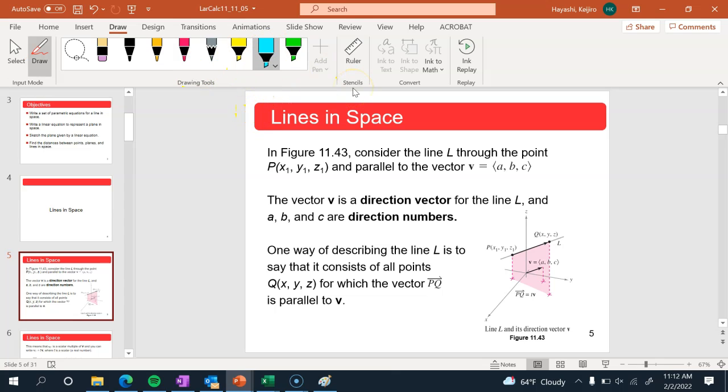Okay, so consider the line L that goes through a particular point, right? And you'll know it's a point because it will be preceded with a P. And it's going in a particular direction. It's not the same as the vector ABC, but it's parallel to it. It's going in the same direction as the vector ABC. That vector that it's parallel to, that describes its direction, is known as a direction vector for that line.